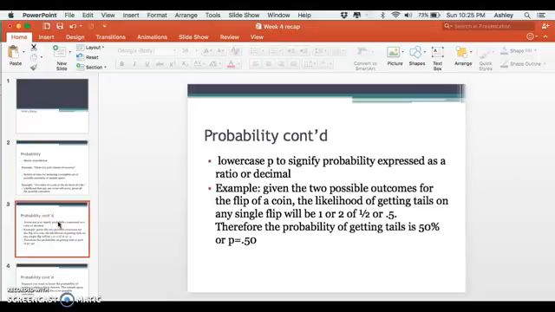Something that you've seen, we use a lowercase p to signify probability, and it's expressed as a ratio or a decimal. So for example, given the two possible outcomes for the flip of a coin, the likelihood of getting tails on any single flip will be 1 of 2, or 1 divided by 2, or 0.5. Therefore, we say that the probability of getting tails is 50%, or p equals 0.50.